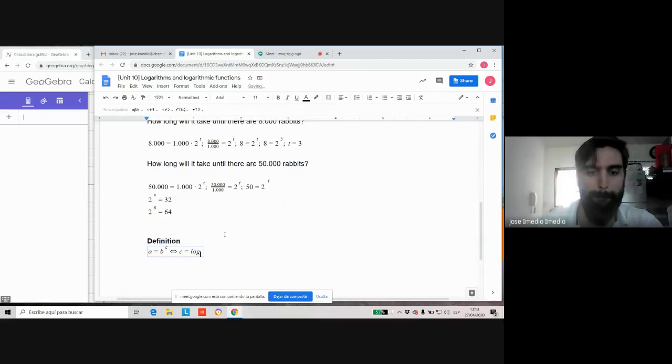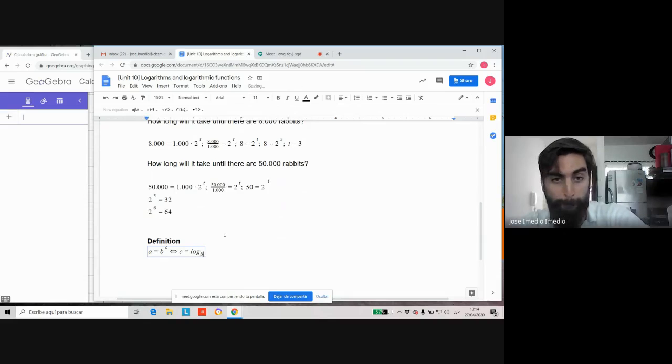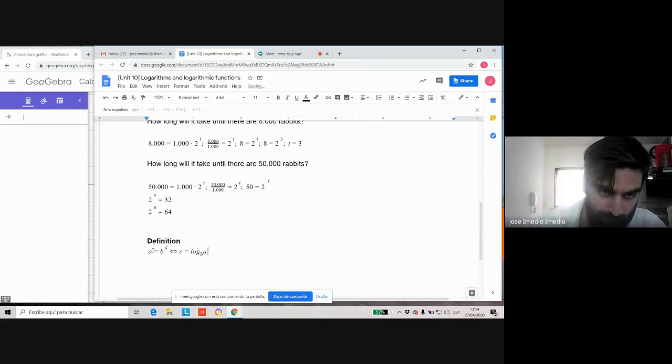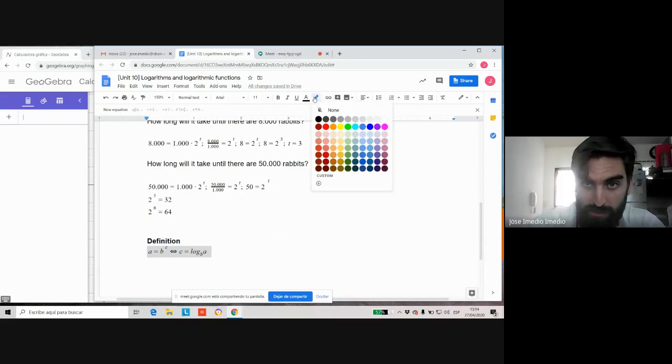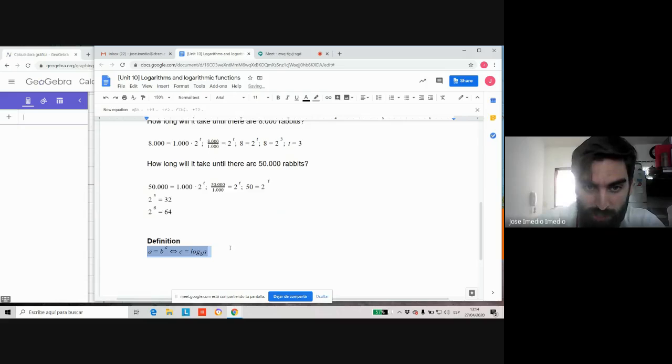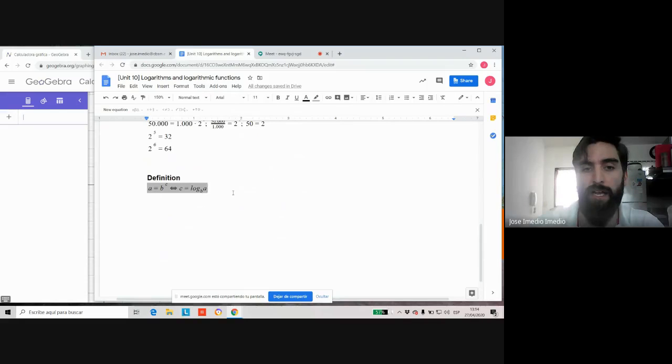Logarithm base t of a. Okay, that could be considered as the definition, or as the generating formula or the relationship of a logarithm. If we want to express that in words, it would be something like this.